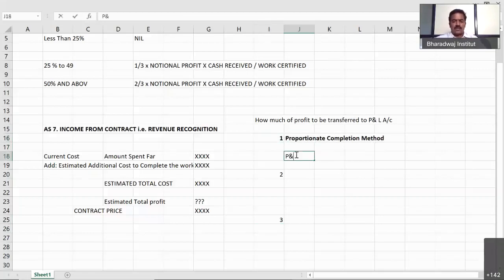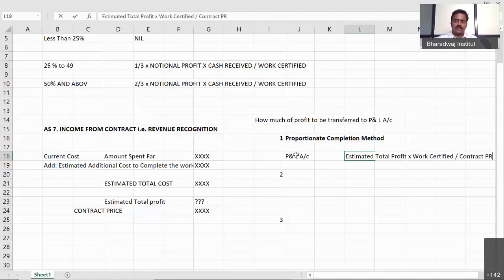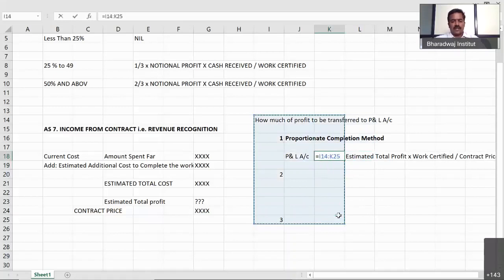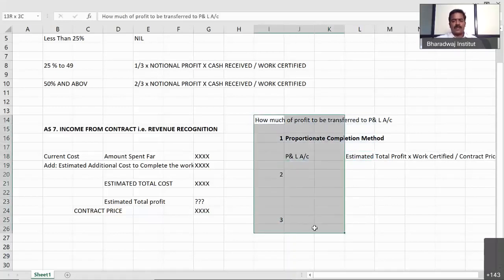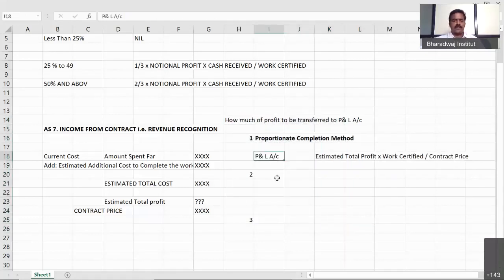Sir, how much will you transfer in this method to the P&L account? This depends on estimated total profit into work certified, divided by contract price. So how much you transfer to the P&L account depends on estimated total profit into work certified by contract price. This is called the proportionate completion method. This is the first method.